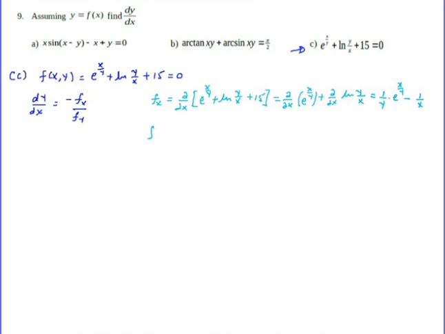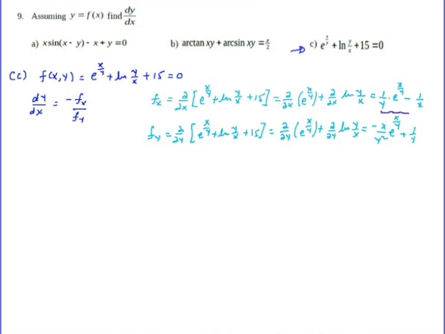And similarly fy is the partial derivative of the function with respect to y, e to the power of x over y plus ln of y over x plus 15. Okay, this is the same as the partial derivative of e to the power of x over y plus the partial derivative of ln of y over x. This is the same as minus x over y squared times e to the power of x over y plus 1 over y. Okay, so we have these results.